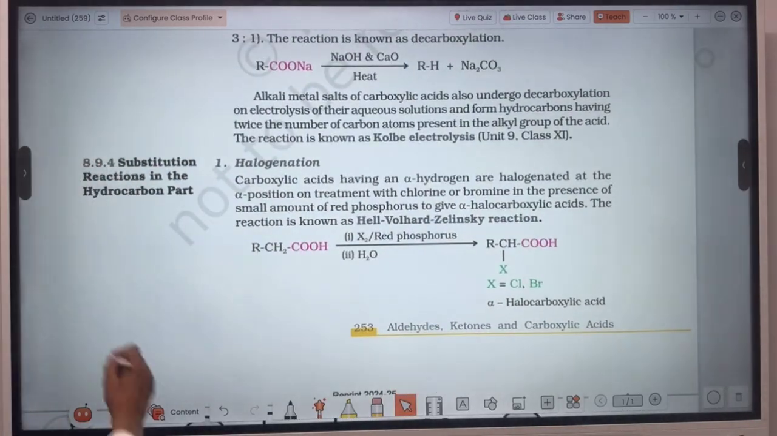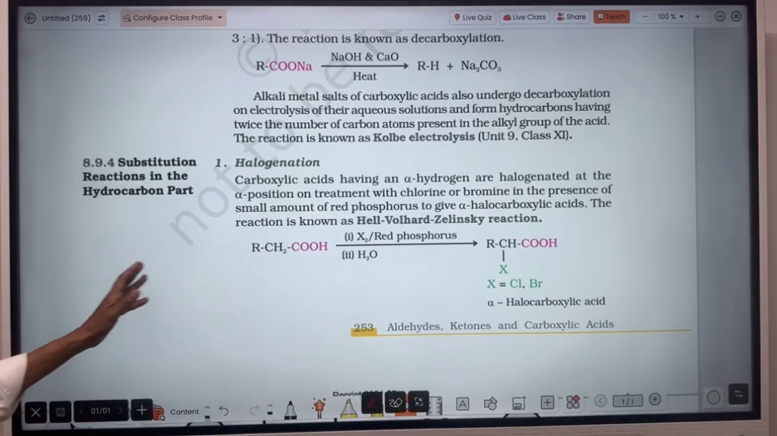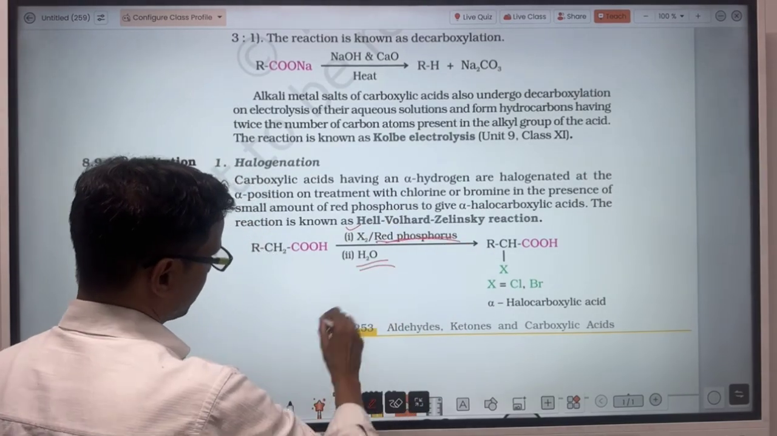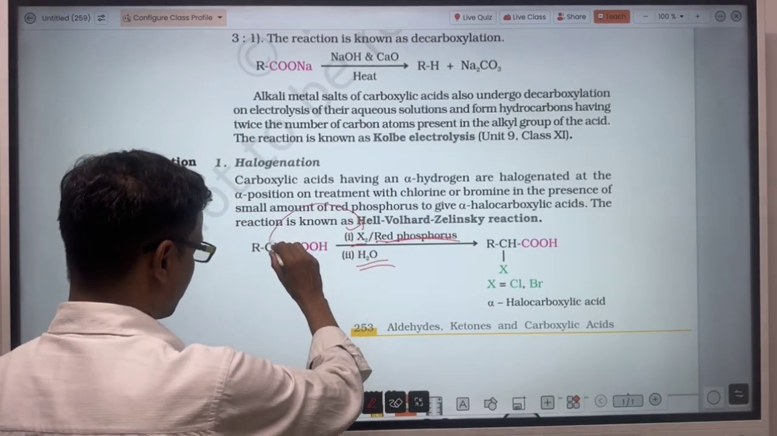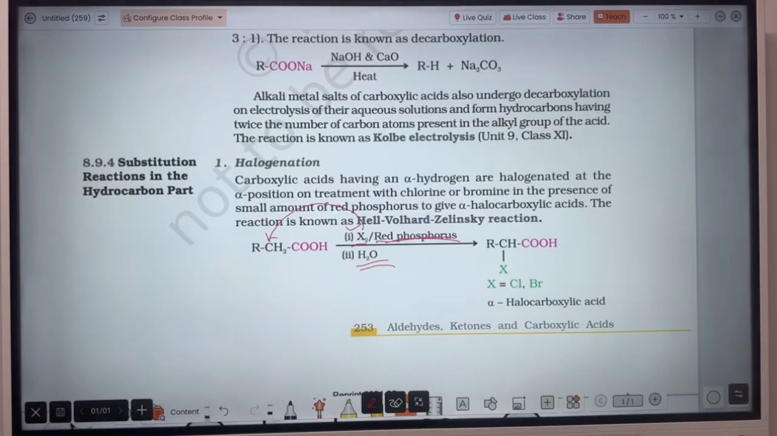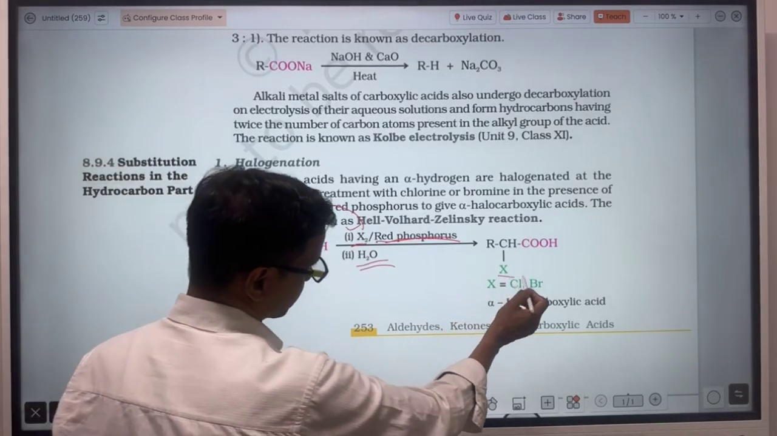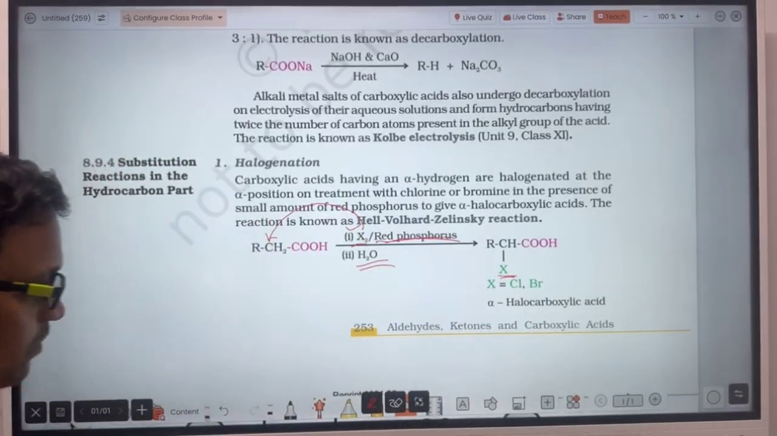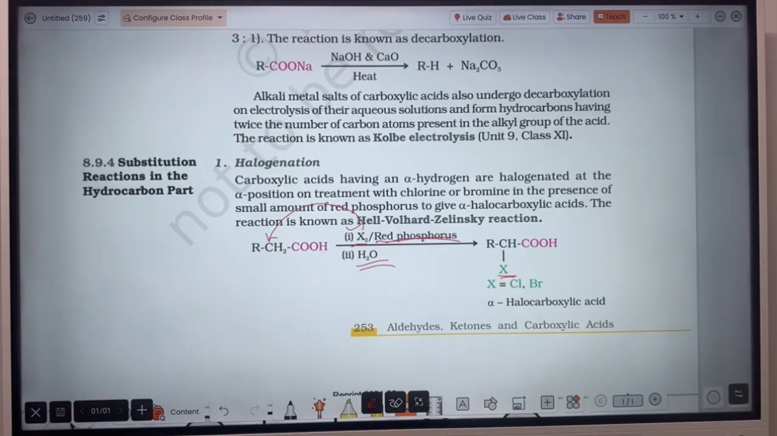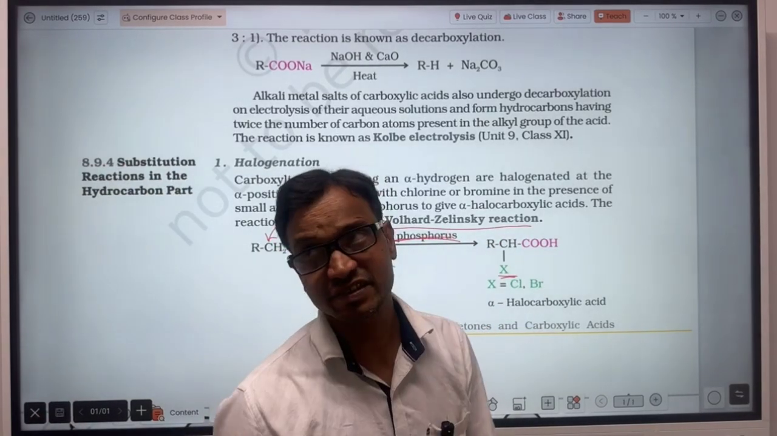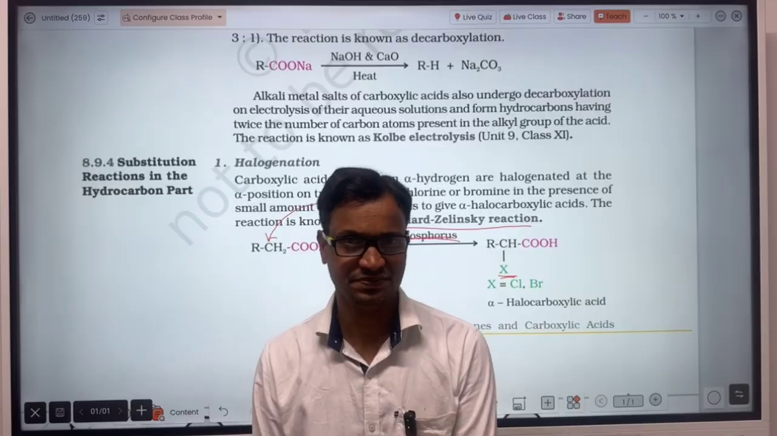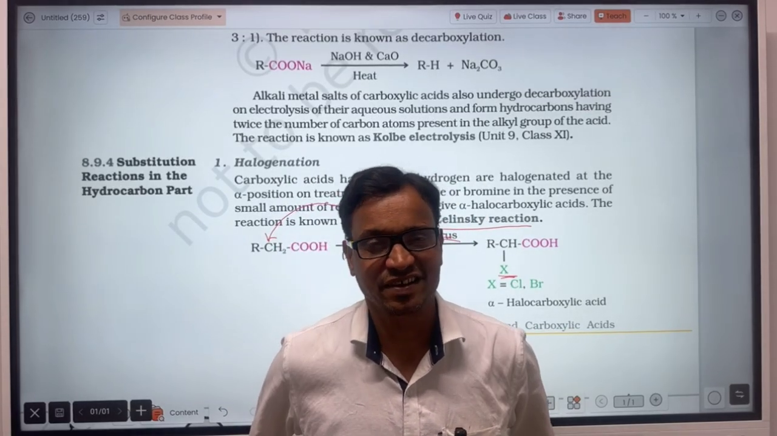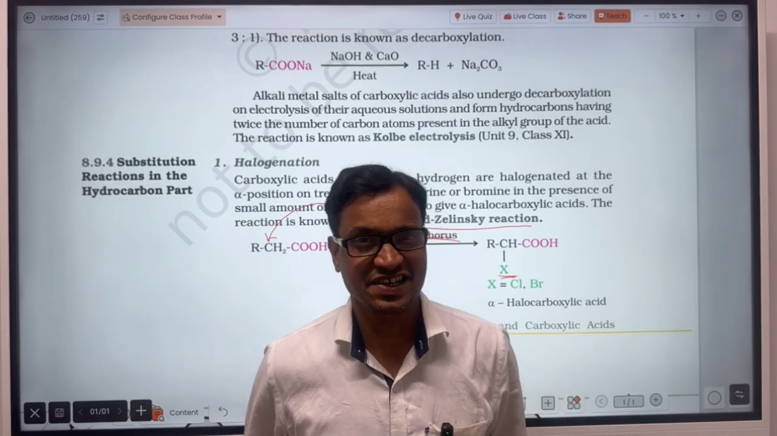Okay, the halogenation reaction. About the Hell-Volhard-Zelinsky reaction, keep in mind that the halogen is taken in the presence of red phosphorus and water. What happens? This halogen will combine with this alpha carbon. So to this alpha carbon, the halogen gets bonded. This halogen may be only chlorine or bromine. So that is this name reaction. This name reaction is quite important for you, for all formats: for the 12th board examination, for CUET, NET, as well as JEE Main.